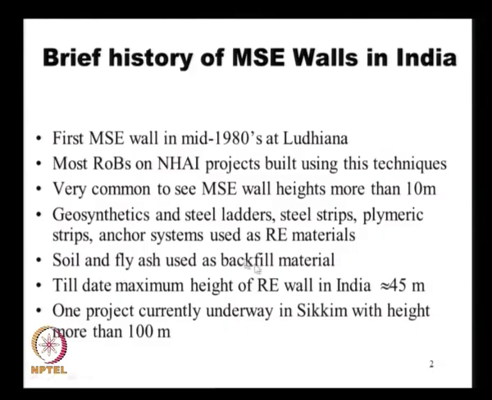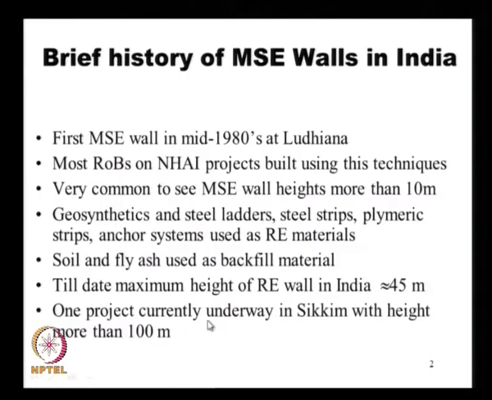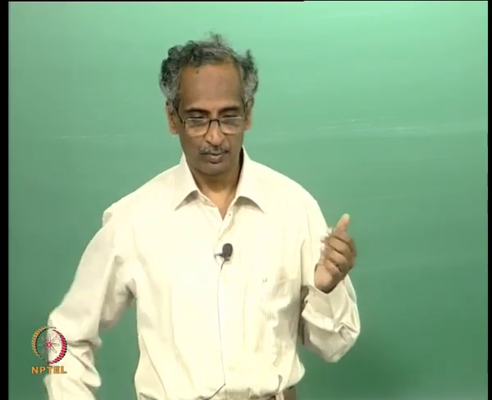And till date the maximum height of the reinforced soil wall in India is about 45 meters, and that is the case study that I am going to discuss in today's lecture. And one project is currently underway at Sikkim, wherein the height of the support is exceeding 100 meters, it is about 110 meters. It is not technically a vertical wall, but it is a steep slope.